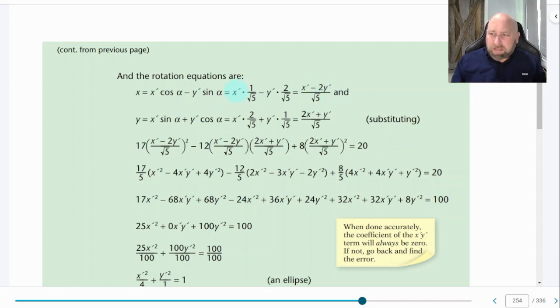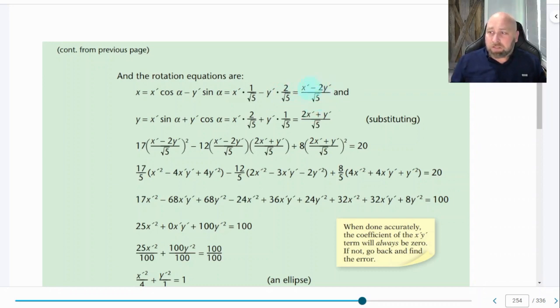Notice x prime times 1. There it is, x prime times 1 is just x prime, minus, there's your minus sign, y prime times 2. There's our y prime times 2. We had a common denominator, so we can put it all over 5. All we did was sub into our formula. That's it. I know it looks complicated. It's not. It's just a substitution and a multiplication.